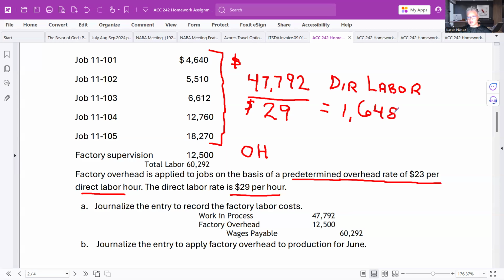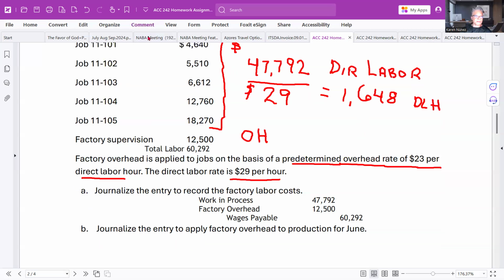So that's the little bit of manipulation that we need. That's the direct labor hours. We just take the total cost of labor, divide by $29, and they worked 1,648 hours. That's great because now we know how much overhead we're going to apply. We're going to apply that overhead based on 1,648 hours. That's how we apply the overhead, right?